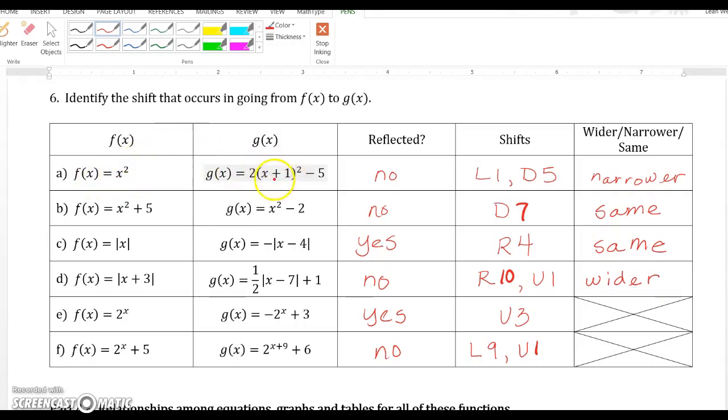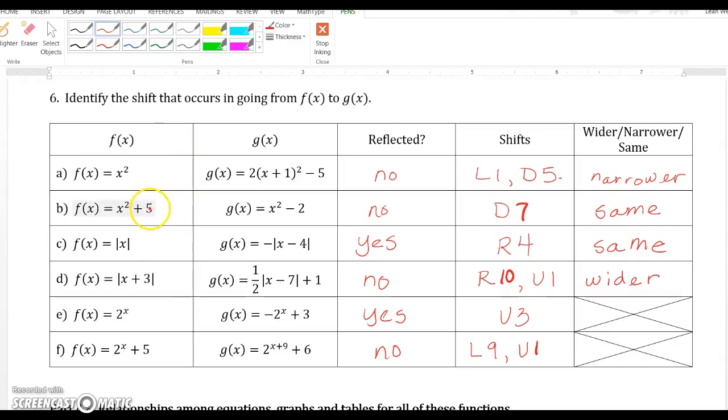So on this one, we look at, again, our h value is right here. H is actually negative 1, so that means left 1. And then the k value is negative 5, so that's down 5. From this one, the x squared is the same on both of them. I'm looking at the difference in this plus 5, which would be 5 above.